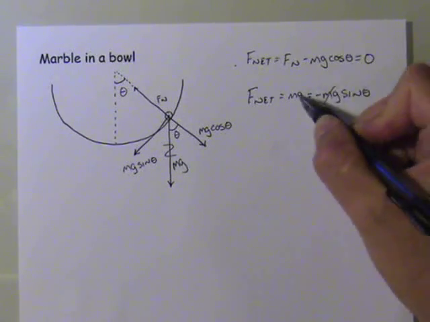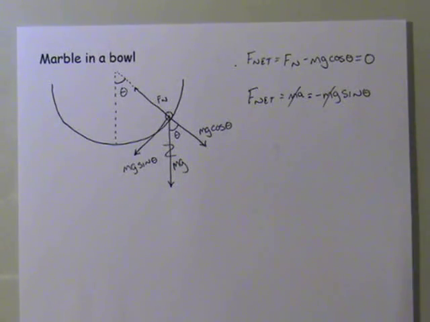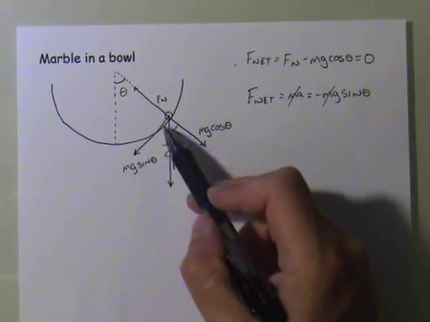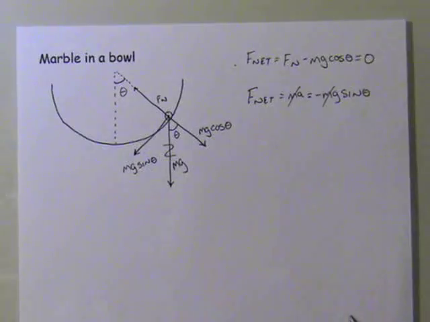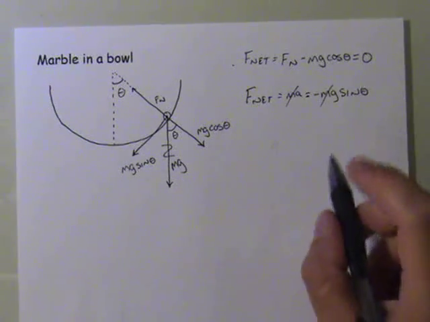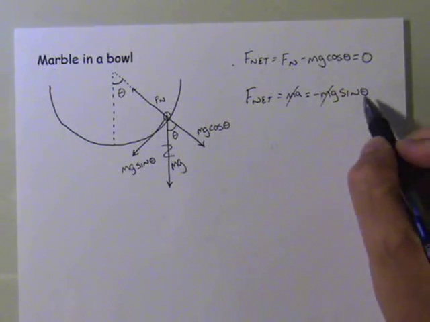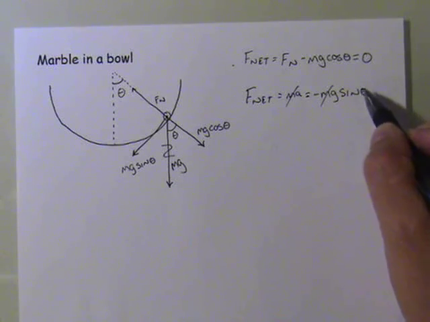And right away you can see that, just like we saw with the pendulum, the mass is not relevant. It does not matter what the mass of the marble is. Any marble, regardless of its mass, would have the exact same simple harmonic motion. What will affect it is obviously gravity.